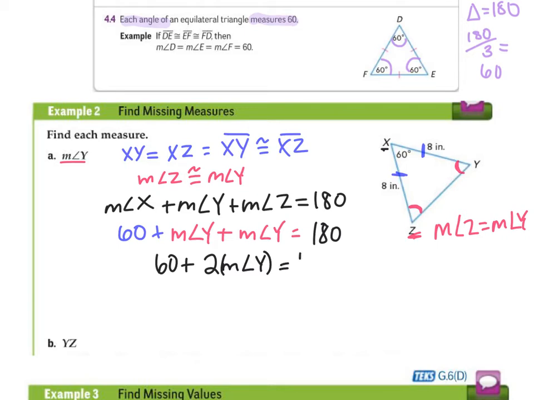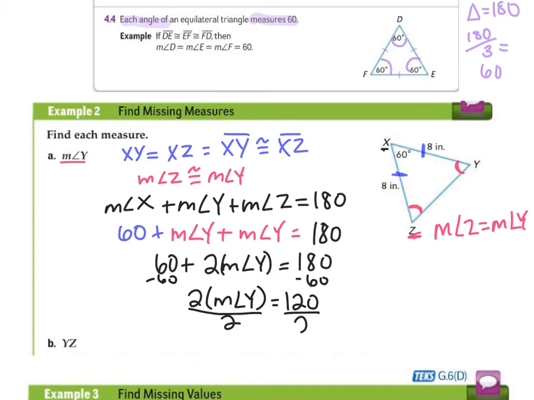Okay. Since we're solving for this, we need to get it by itself. So I'm going to subtract 60 from both sides. So we get two measures of angle y is 120, right? And then dividing by that, the measure of angle y will equal 60, okay?